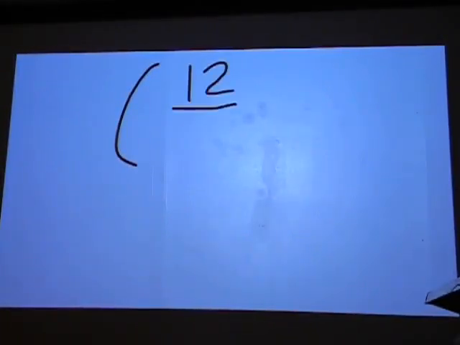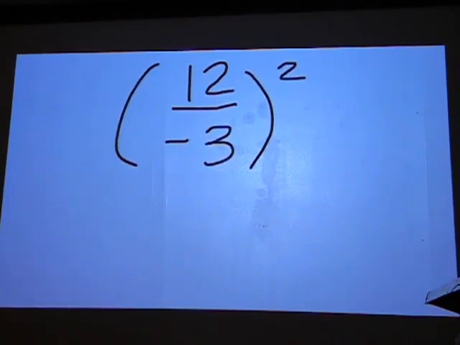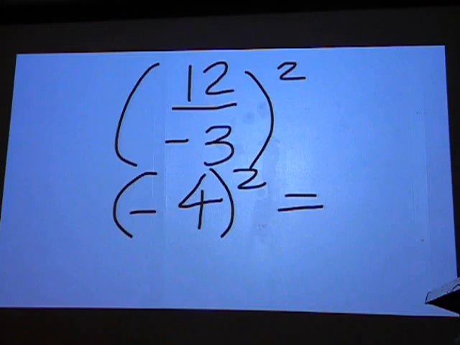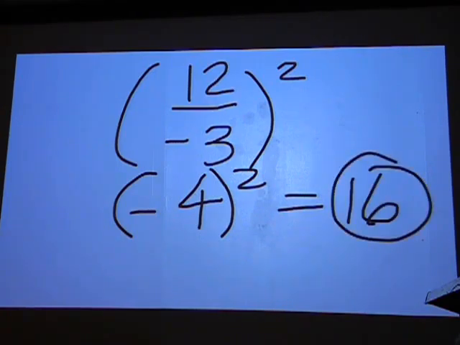Okay, and you can also have a fraction inside of a quantity. 12 over a -3, quantity squared. What's 12 over a -3? -4, and if we square the quantity of -4, we get a +16.